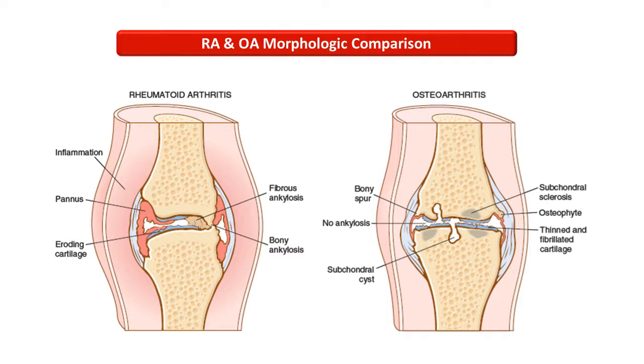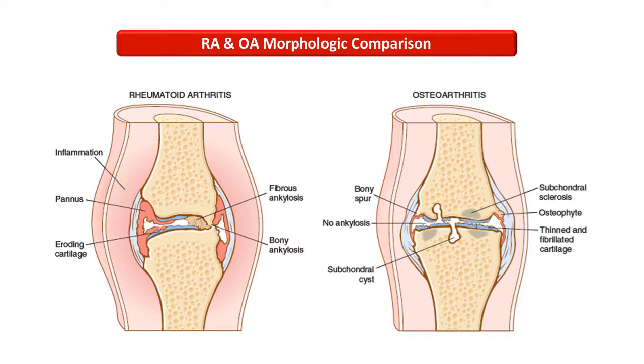This illustration is showing the morphological comparison between rheumatoid arthritis and osteoarthritis. On the left side, in rheumatoid arthritis, you can see that there is synovial inflammation from the very start, and pannus formation, which is the characteristic lesion of rheumatoid arthritis. As this inflamed synovium creeps over the articular cartilage, the cartilage is eroded, and this is not limited only to the cartilage. The surrounding structures, tendons and ligaments, are all disturbed and demolished, and finally there is fibrous ankylosis first, which finally ossifies, and bony ankylosis develops.